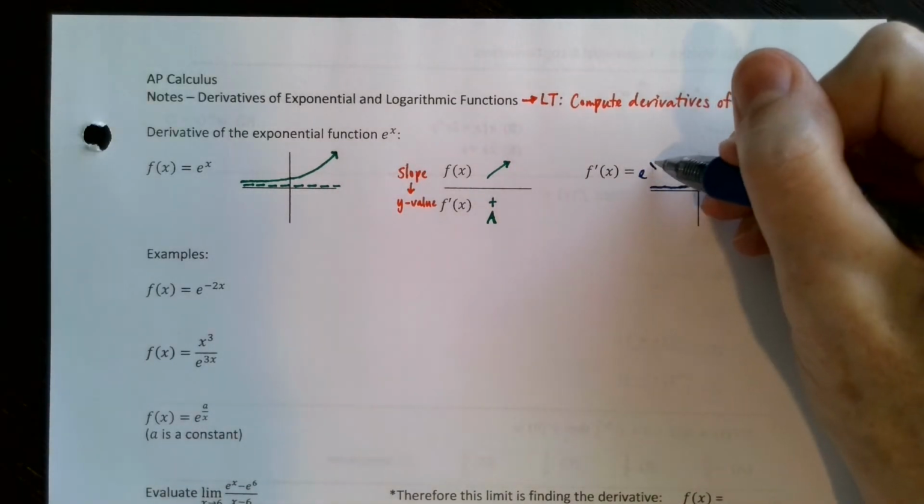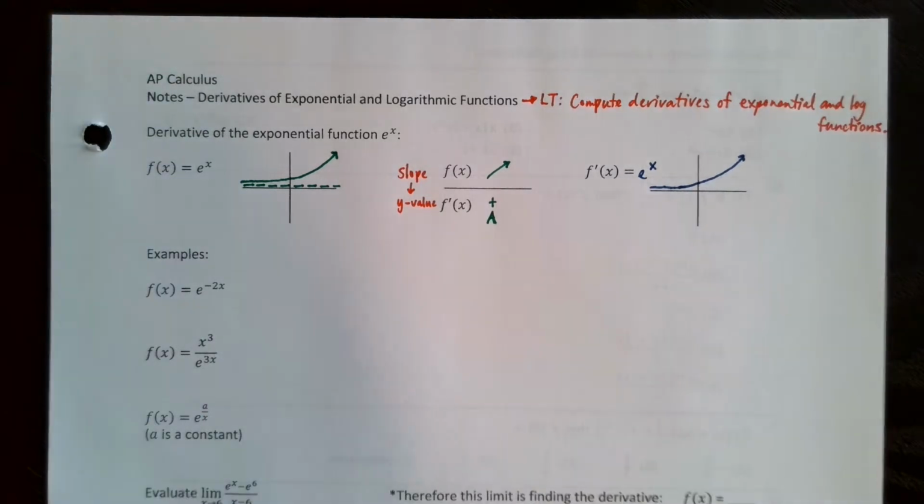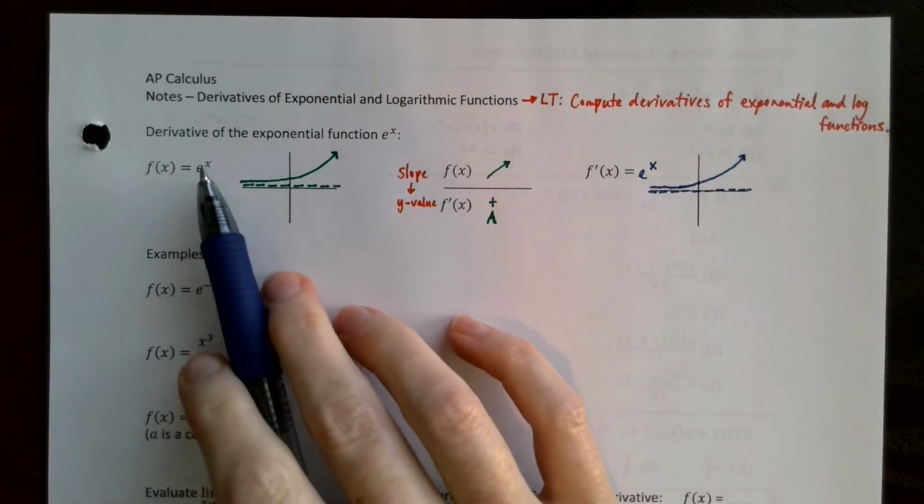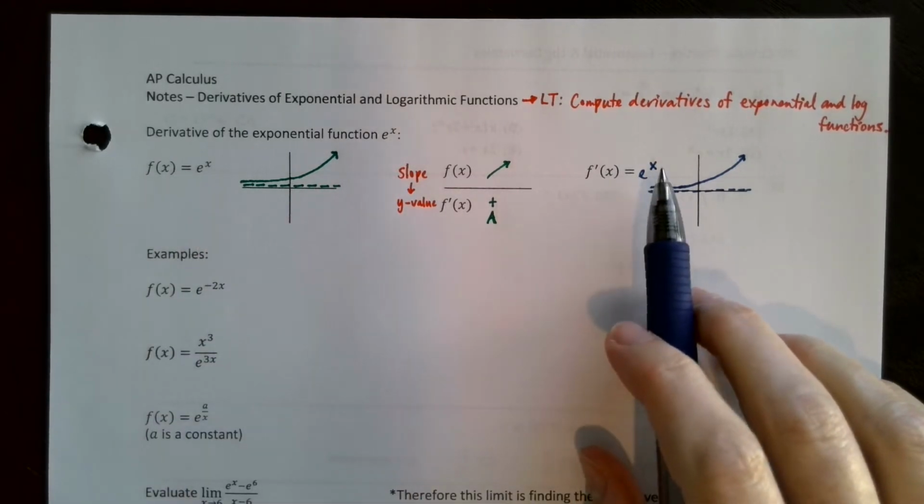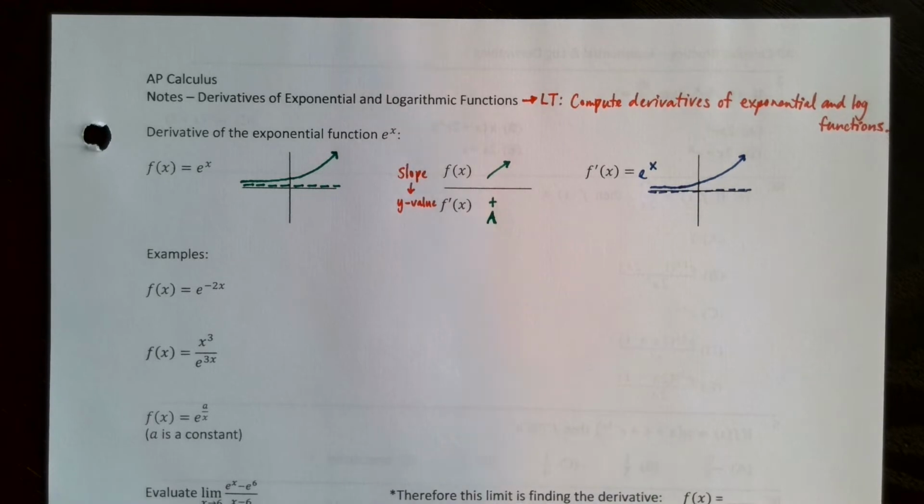And that's really unique. The e to the x function is the only function that has its own derivative, or the derivative and the original are equal, other than the function y equals 0. So this should be the easiest derivative for you to remember this year. E to the x, the derivative is e to the x. And I like to say e for easy.